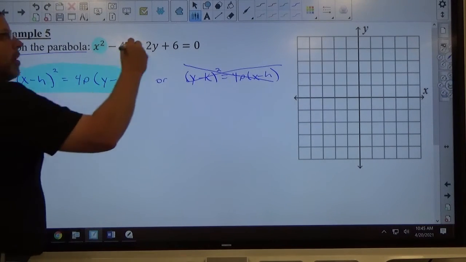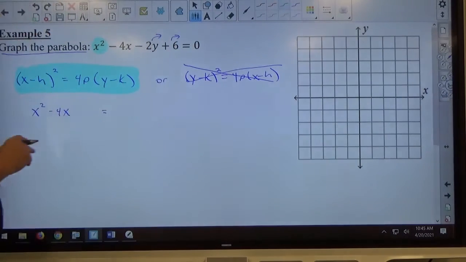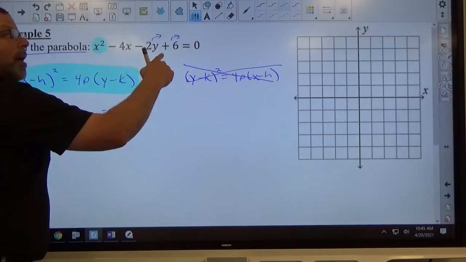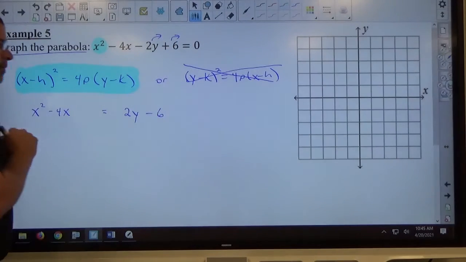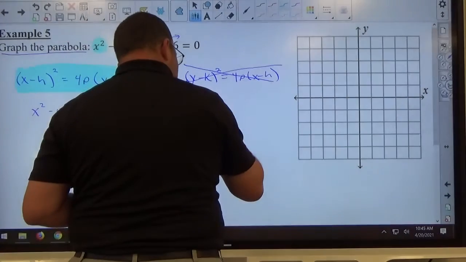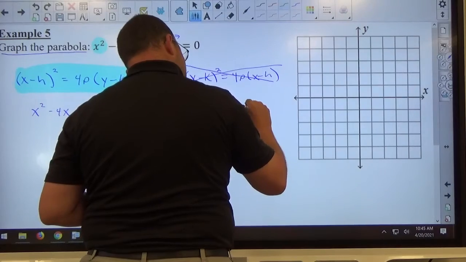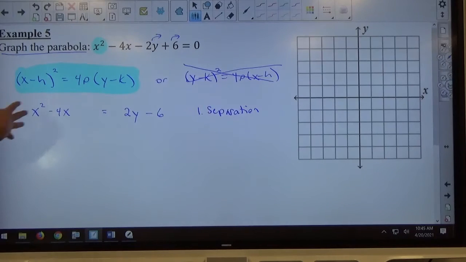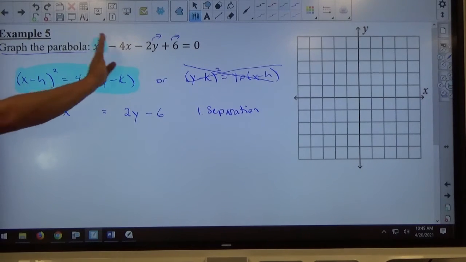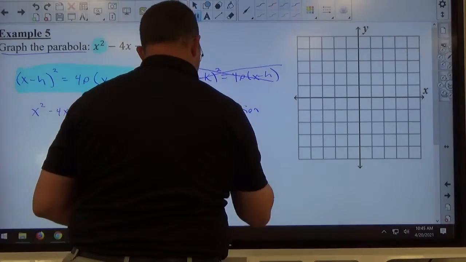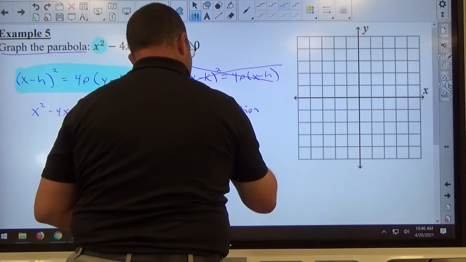Everything not containing x, specifically 2y and 6, are going to move to the right. And those things that move across the equal sign, according to algebra, have to change signs. So negative 2y moves across the equal sign, becomes positive 2y. Positive 6 moves across the equal sign, becomes negative 6. So that's priority one. Step one in the process is separation. Whether it's x squared or y squared, the one that's squared stays by itself. The stuff that's not squared goes over there. The second step, we're going to complete the square.